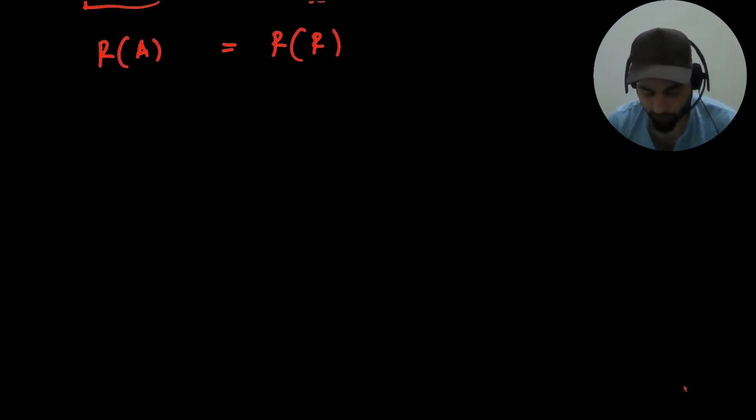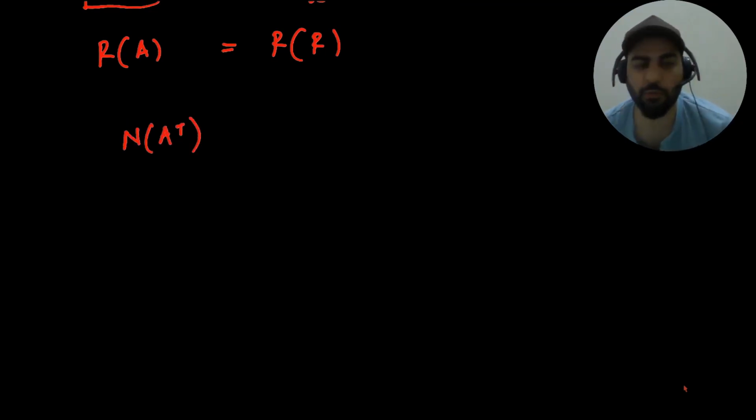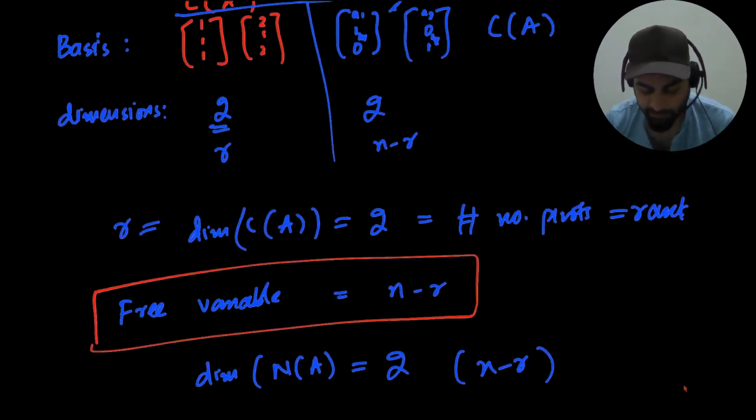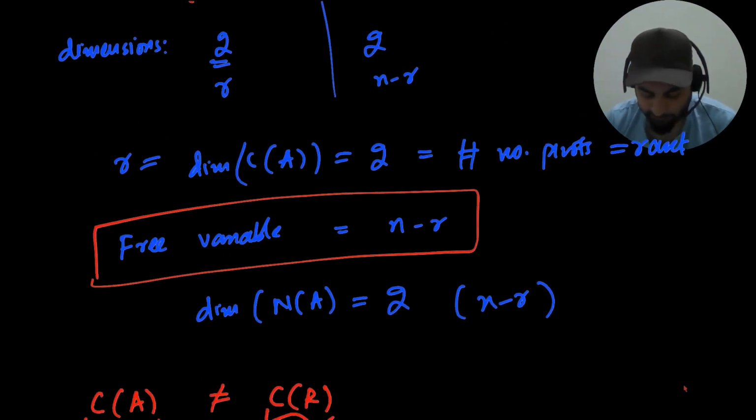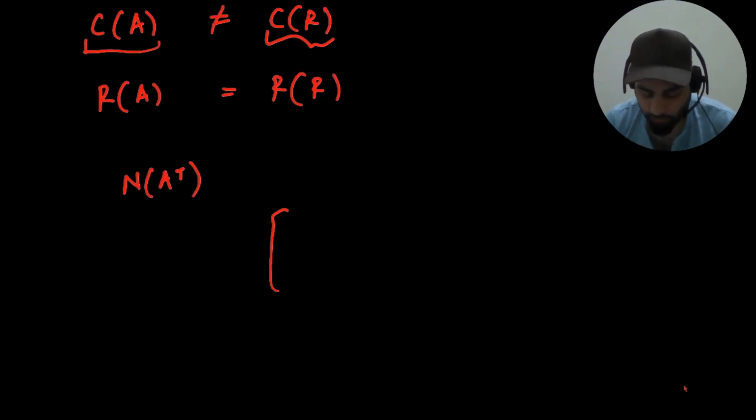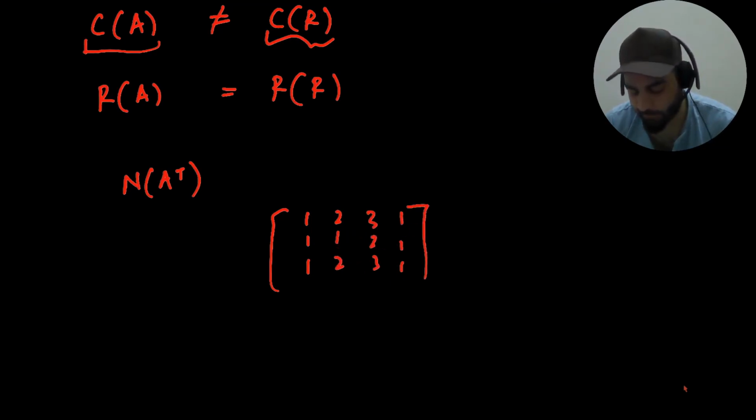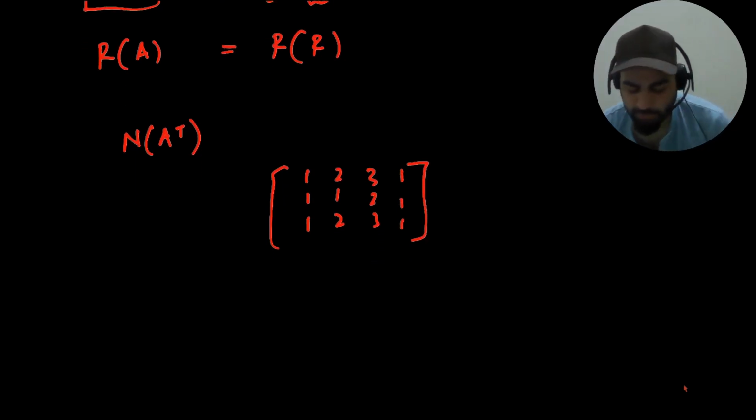If you want to find the null space of A transpose, how can you do that? To find this null space, you have to transpose the matrix. So basically, if our matrix was 1 1 1, 2 1 2, 3 3 3, 3 2 3 and 1 1 1, we got some row reduced echelon form of this.